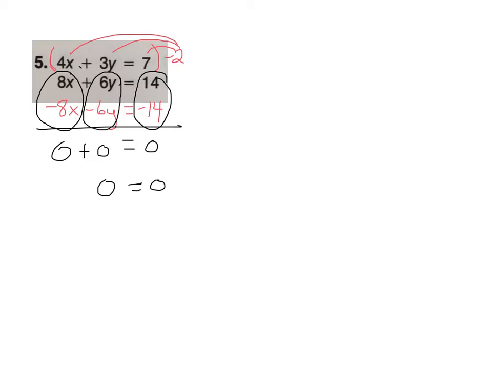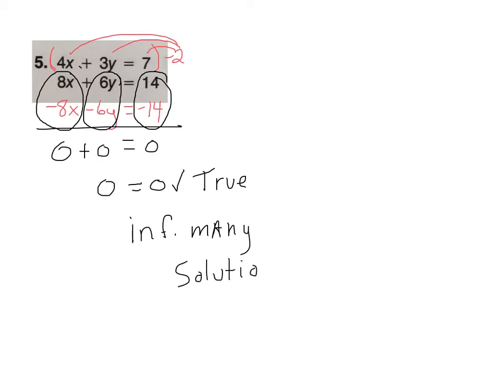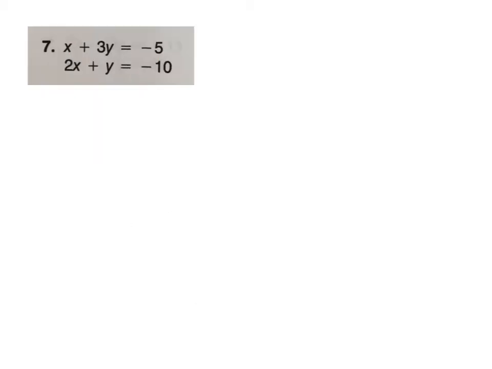Look guys, when all the variables disappear and what you're left with is a true statement, 0 does equal 0, that's a true statement, then the answer here is infinitely many solutions. Now some people will say all real numbers or all solutions. The answer is infinitely many solutions. If all the variables disappear and you're left with a true statement, the answer is infinitely many solutions.